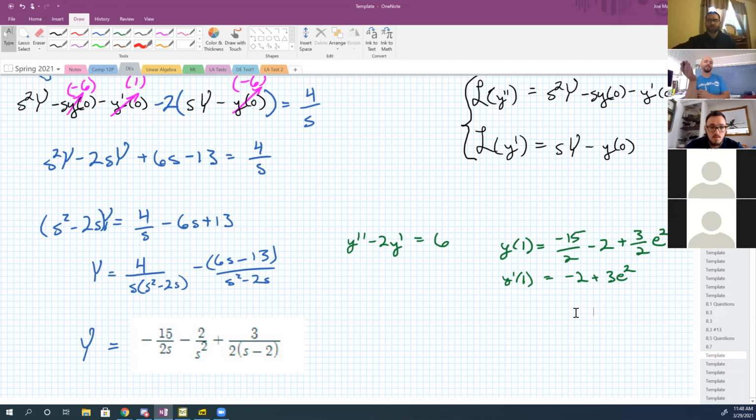Is there anything inherently Laplacian about this problem right now? Not really. What is it? Well, it's a second order linear constant coefficient non-homogeneous ODE. And I know how to solve those.